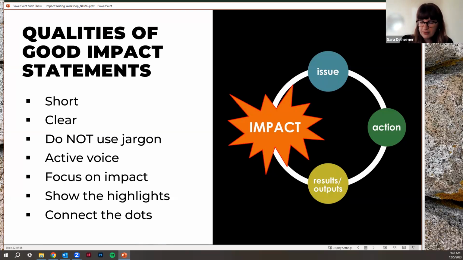And then impact statements, you should think about making sure that they stand on their own. So they should tell a complete story. Again, not every detail, but they should have enough context so that a reader can understand and remember the work and its importance. Impact statements need to connect the dots and show the bigger picture.